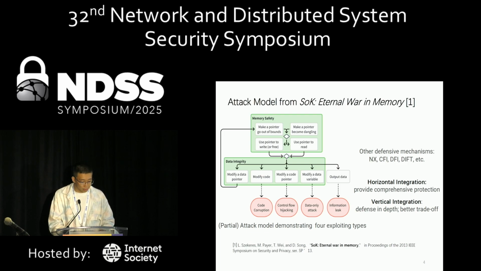There are two ways to combine these defenses. Horizontal integration ensures broad protection across various attack types. Vertical integration strengthens security through layered defenses. Even if one layer misses an attack, the subsequent layers can catch it. It allows each layer to be sufficiently robust and affordable, rather than absolutely precise but impractical.